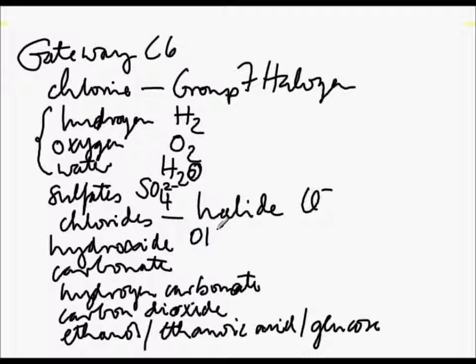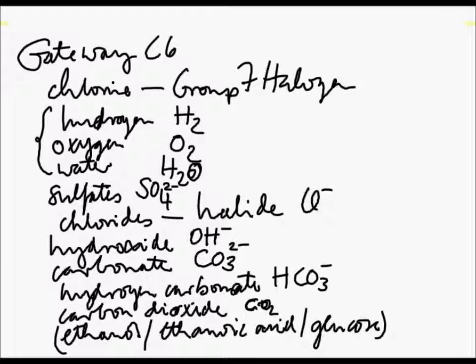Hydroxide is OH-. And again, I'm hoping that this is just refreshing your memory. And carbonates, hopefully you'll know what that is: CO3 2-. Hydrogen carbonate is essentially the same, except it's got a hydrogen in front of it, and that provides 1 electron in the structure, so the overall charge on the ion is just 1-. Carbon dioxide is of course not charged at all, it's CO2, and I hope that's not a problem at all. Ethanol, and I'm going to bracket them and leave them for a bit.